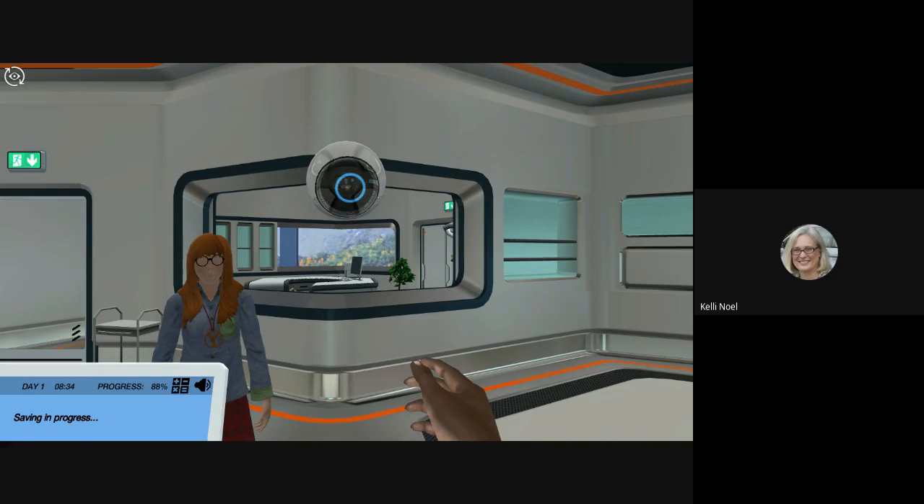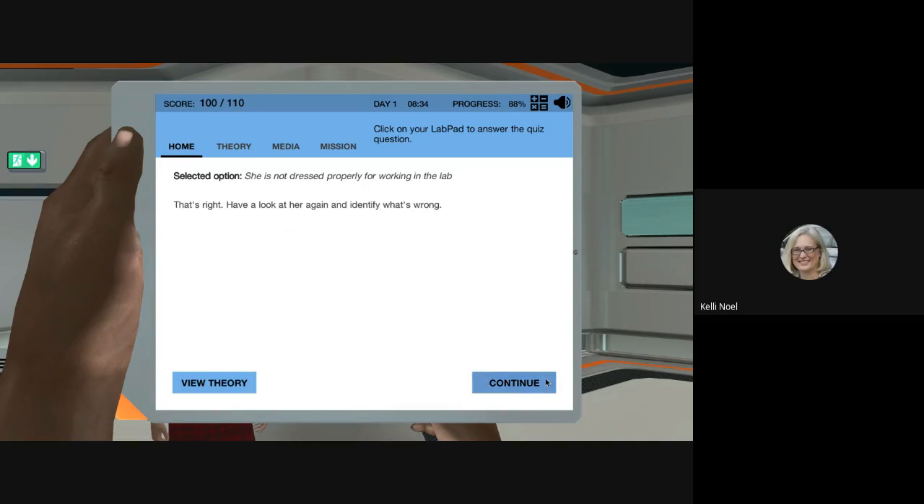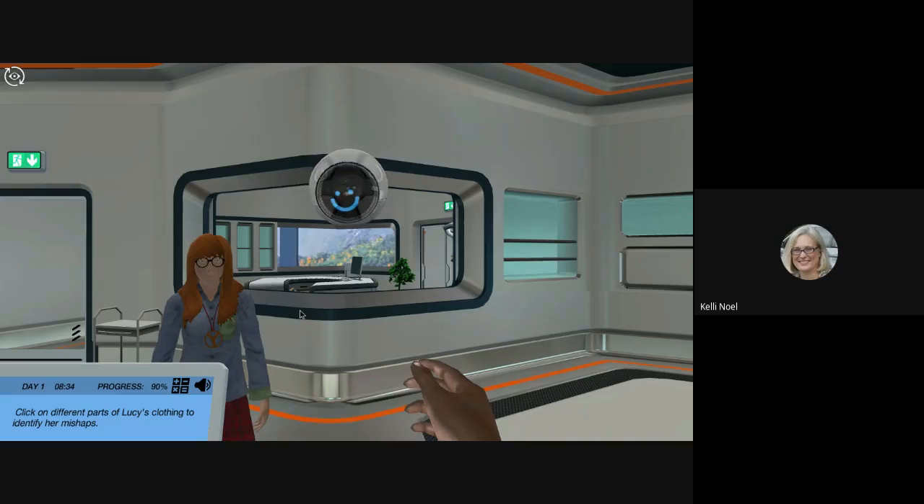What lab safety protocols is Lucy violating? You can always lower the lab pad and have a look at her again. All right, she doesn't have her lab coat or goggles on, so she's not dressed properly. That's right. Have a look. Click on different parts of Lucy's clothing.